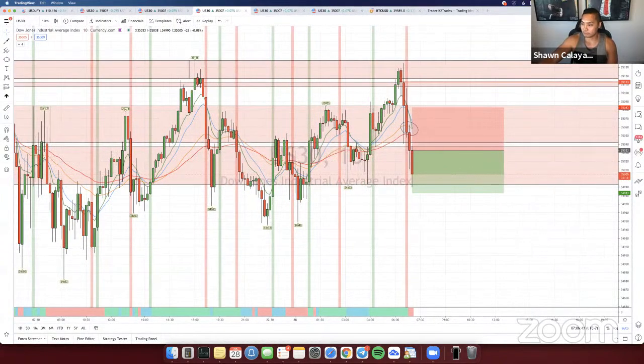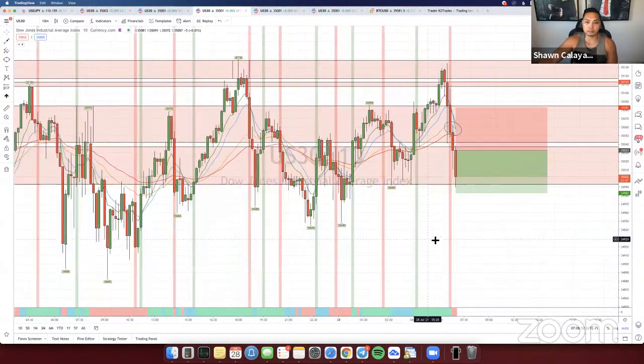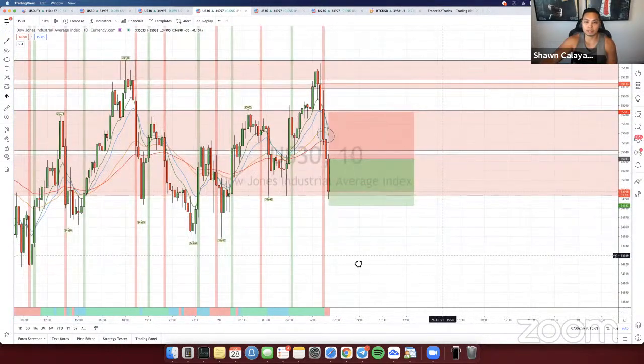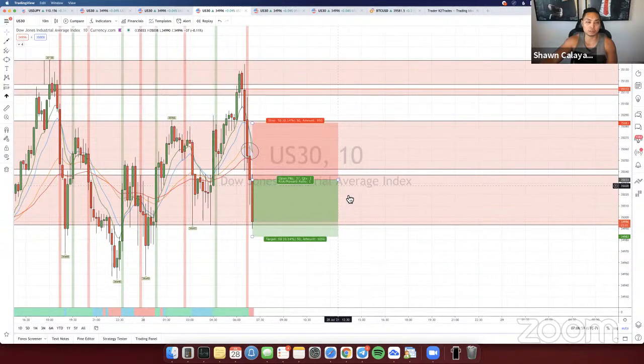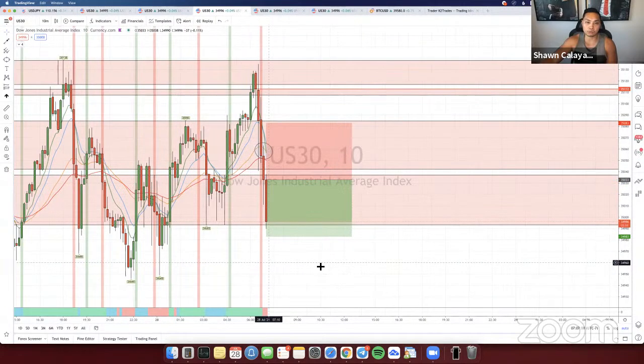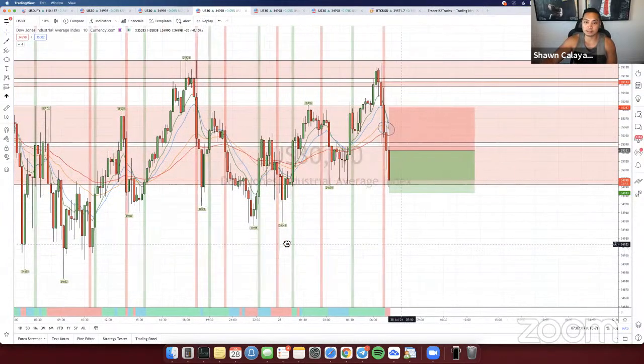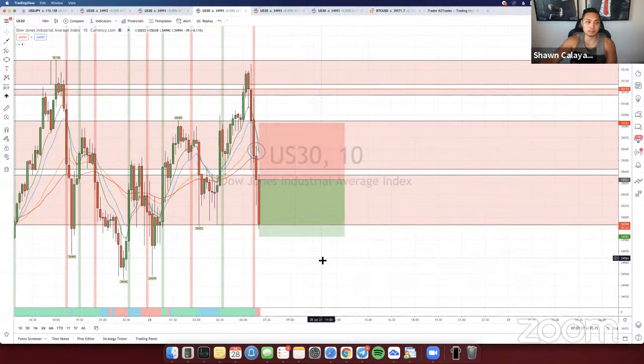Let me scroll up real quick. Fatima's asking, hey Shawn, does the US 30 have any correlation to the DXY? Yeah, because the DXY is the dollar index, and obviously the US 30 is a US asset. So it doesn't have a straight correlation, but it does have a correlation one way or the other. It's not a direct correlation, but the DXY affects other assets. It affects all of the US currencies. It also affects gold and oil, stuff like that.